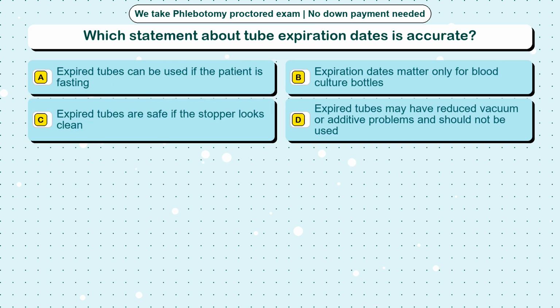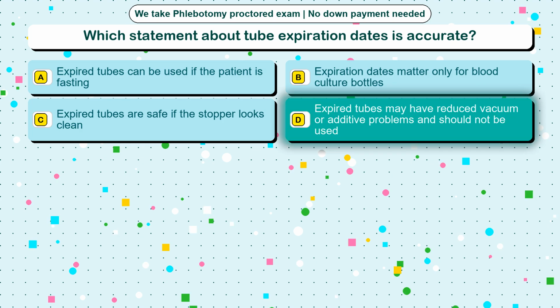Question 46. Which statement about tube expiration dates is accurate? Option A. Expired tubes can be used if the patient is fasting. Option B. Expiration dates matter only for blood culture bottles. Option C. Expired tubes are safe if the stopper looks clean. Option D. Expired tubes may have reduced vacuum or additive problems and should not be used.